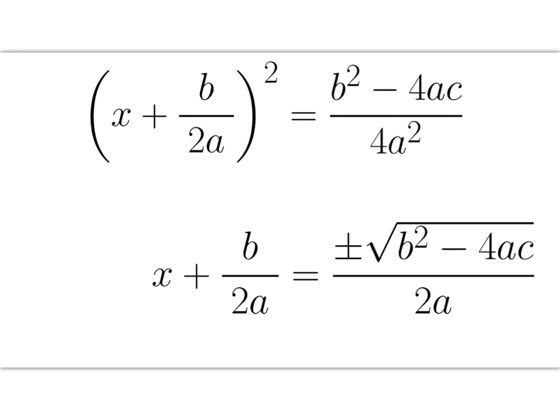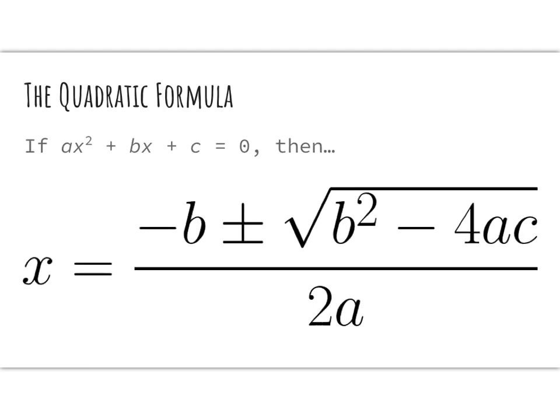We'll take square root of the top, square root of the bottom. Square root of the top isn't really going anywhere. We have b squared minus 4ac. The square root of 4a squared is 2a. And we are so close to the finish line. We are so close to the formula. All we need to do is subtract b over 2a from both sides. And we have reached our target, the quadratic formula.